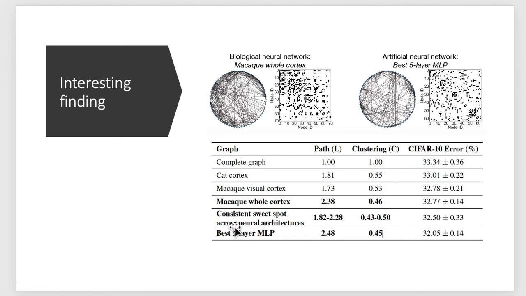As we can see, for the Macaque whole cortex network, the average path length is 2.38 and the clustering coefficient is 0.46, which is very close to the best relational graph that they generated, which is 2.48 and 0.45.